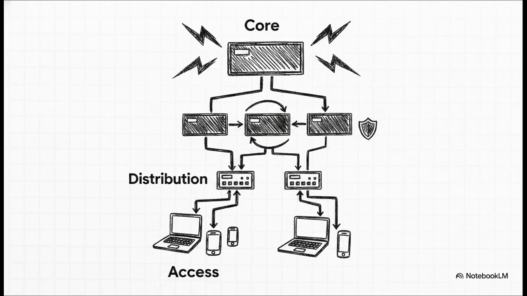Next up is the distribution layer. Think of this as the smart middleman. It enforces routing policies and provides gateway redundancy using HSRP. That creates a standby backup router, so if one switch dies, another instantly takes over the gateway IP.